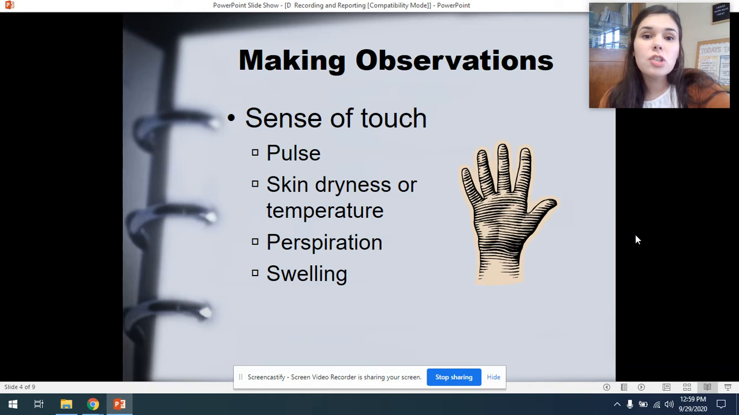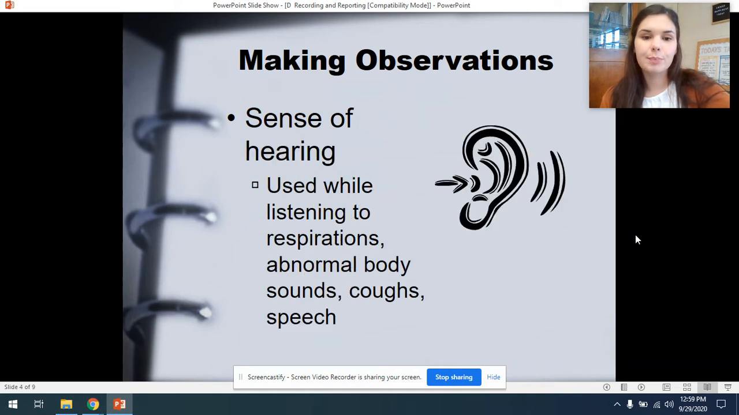A sense of touch is what we use to determine things like pulse. So we use our own hands to feel for someone's pulse. We also can use touch to feel whether someone's skin is really dry, or if it's really warm, or if it's really cold. We can also use that to feel whether someone is perspiring or sweating, and we can feel for swelling in certain areas that may not be obvious to the eyes. Sometimes we can feel it with our hands.